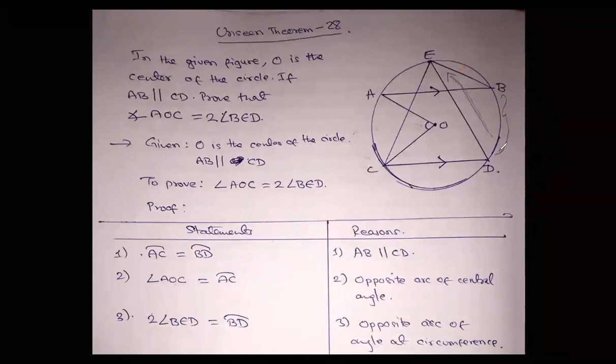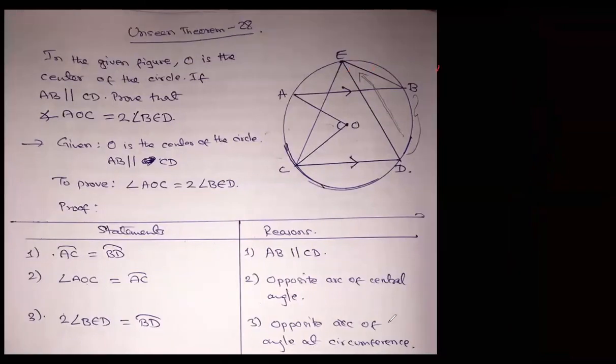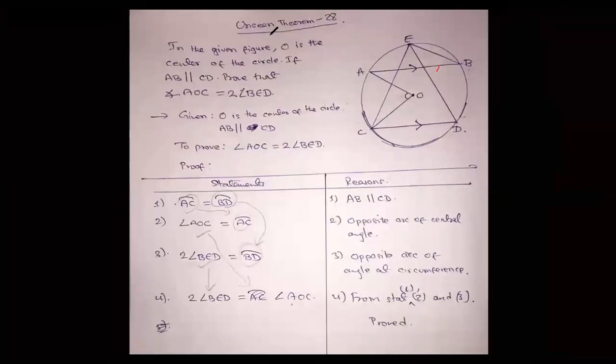So in number 3, let us see: BD, this arc, is going to be double of BED. Why is it double? Because it is at the circumference, the opposite arc is going to be double. Okay, so the arc opposite to an angle at the circumference is going to be double. Let us remember this also.